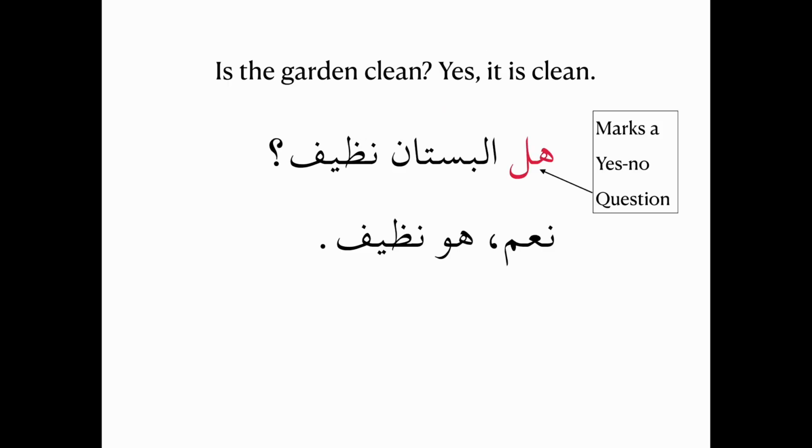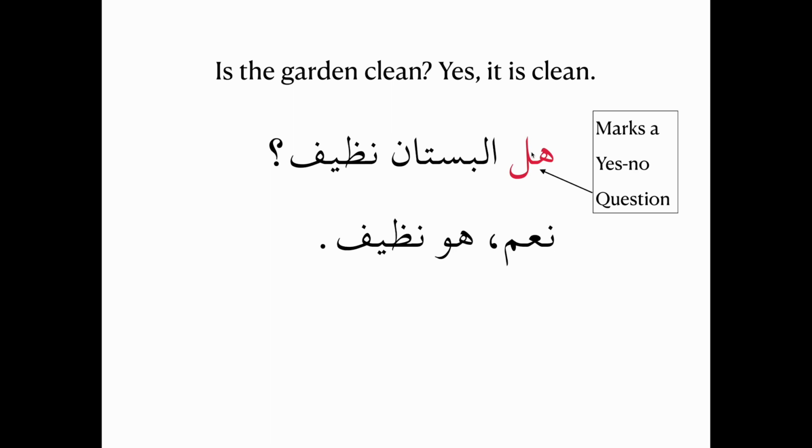Next one. Is the garden clean? Yes, it is clean. هل البستان نظيف؟ نعم، هو نظيف. Let's break down what we got here. So, the first sentence, is the garden clean? To say the garden is clean, you just say البستان نظيف. However, we said, is the garden clean? So, we turned that into a question immediately by putting هل.